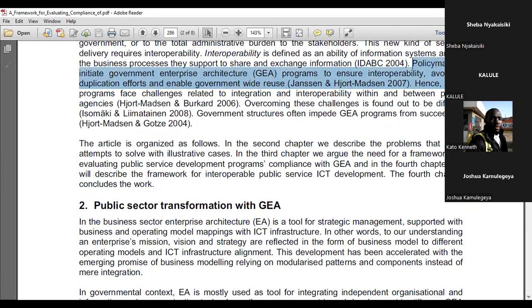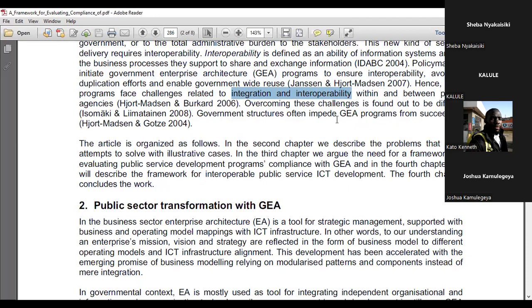They say policymakers and government and GEA programs ensure interoperability. No, that's not it. They are supposed to ensure interoperability, avoiding duplication, and enable government-wide reuse. Hence, GEA programs face challenges related to integration and interoperability within and between public agencies. So the issue is integration and interoperability, specifically for GEAs. Yeah, that is the research problem.